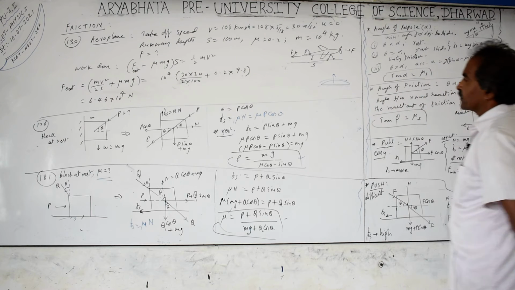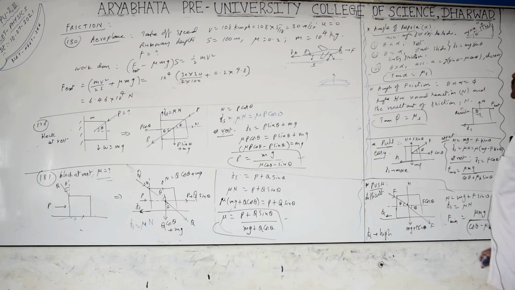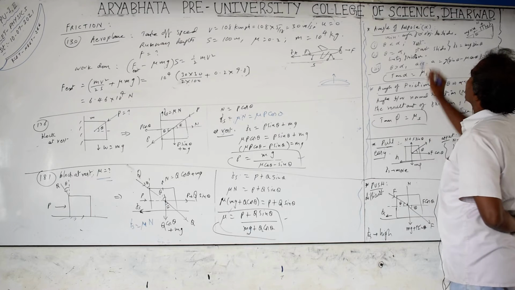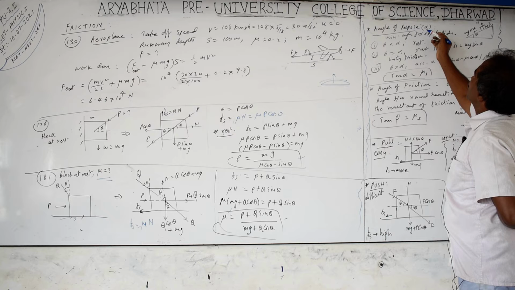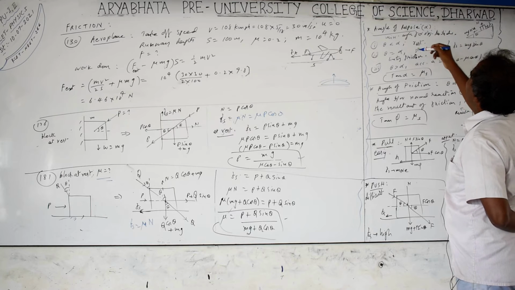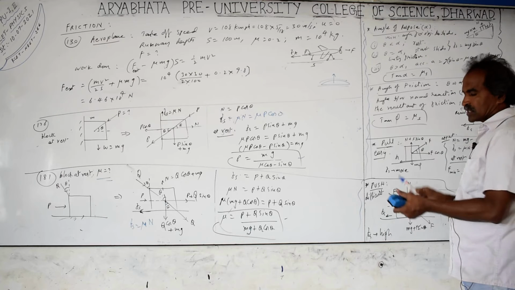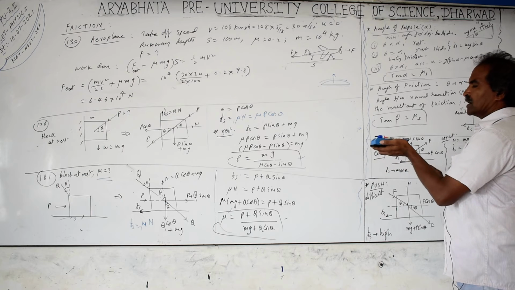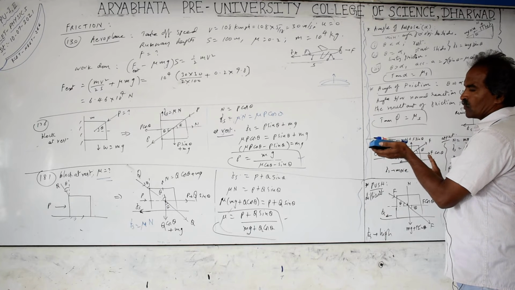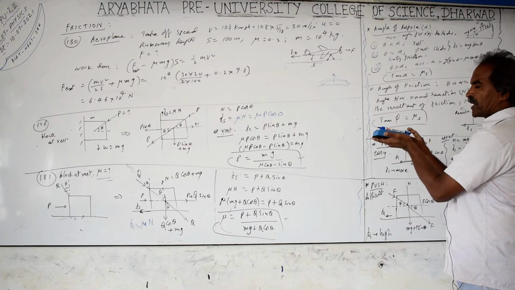Okay, next, points only. Angle of repose. Angle of repose is the minimum angle of inclination where the object starts sliding. If you take any horizontal surface, there is no external force, there is no frictional force, and the object will not try to move.